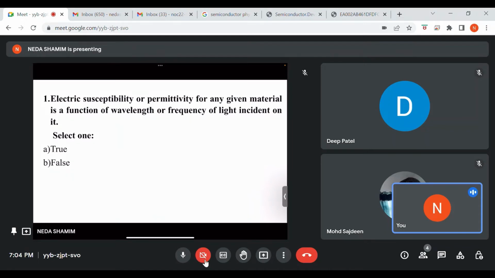Okay, so today we will be discussing the manipulation of light. In this, we'll talk about the polarization of light, Malus's Law, and birefringence. All these things we'll discuss. So we'll be talking about the manipulation of light.